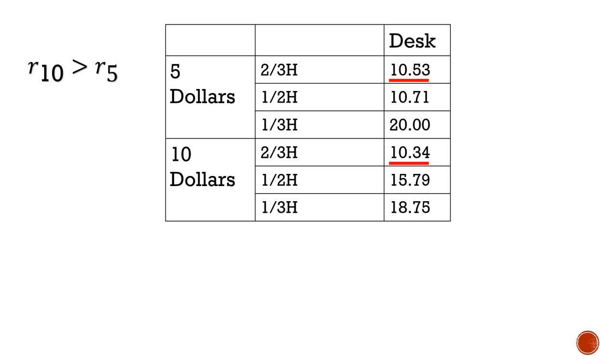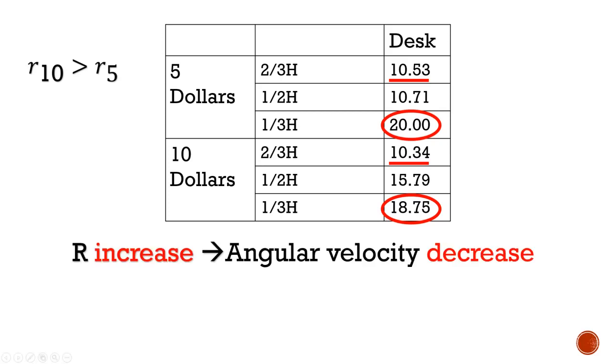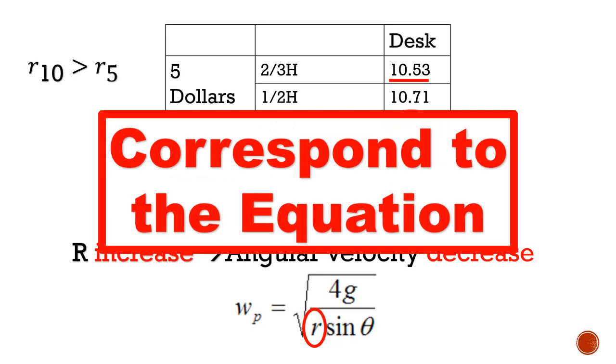We can see that the radius of the $10 is obviously much bigger than the radius of the $5. From the data here, we can see that if R increases, the angular velocity decreases. And with our result, we can see that it's correct. So this part corresponds to equation 2.